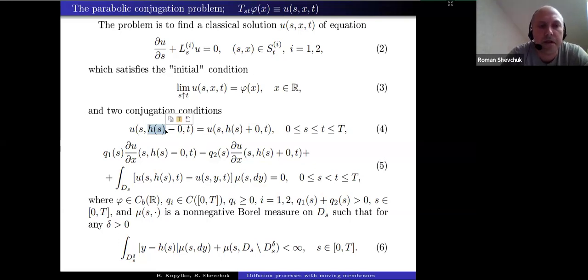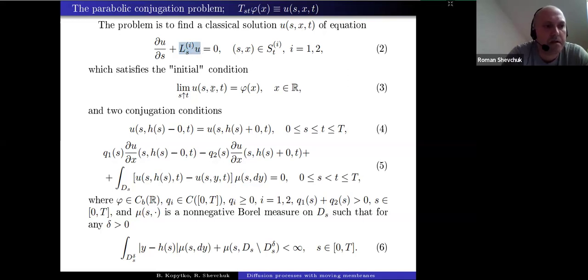We prove that there exists a unique solution of the problem 2-5, and that the family of operators T_st phi(x), which is the solution of this problem, is the two-parameter Feller semigroup associated with an inhomogeneous Markov process on the line. The fulfillment of equation 2 for the function T_st phi(x) means that this process coincides in D_s with the diffusion process given there by the generating operator L_s.